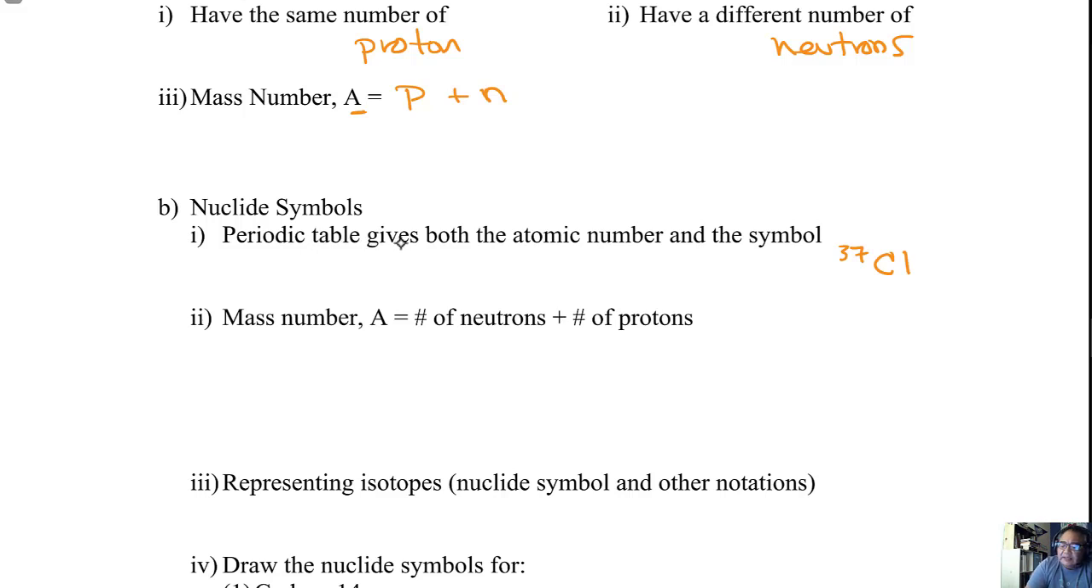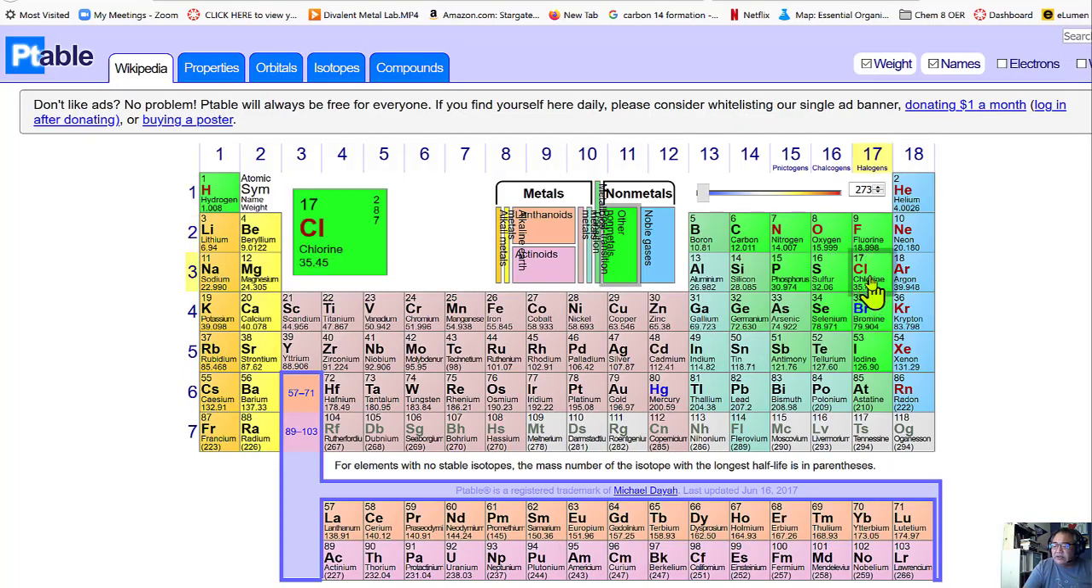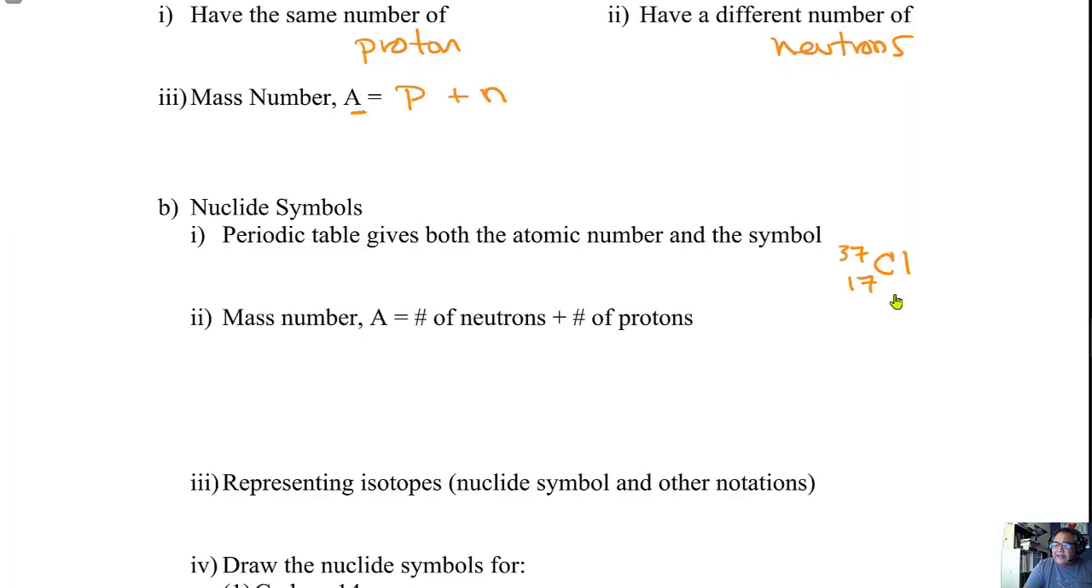So the periodic table gives both the atomic number and the symbol. So chlorine is element number 17, right? So if we go back to our periodic table, element number 17 is chlorine. So that means chlorine has 17 protons. If it has 37 as the mass number, remember this is P plus N, and this is just P. If you just subtract those two numbers from each other, you'll get 20. This must be equal to the number of neutrons. So to check yourself, to make sure you have it right, 20 plus 17 is 37. Okay, so protons plus neutrons equals the mass number.